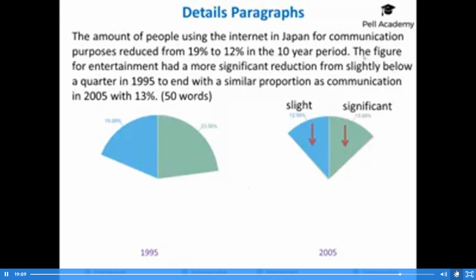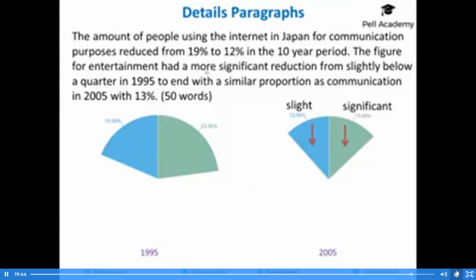Okay, so the next sentence is about entertainment. The figure for entertainment had a more significant reduction from slightly below a quarter, so 23%, in 1995, to end with a similar proportion as communication in 2005 with 13%. So this is what I was saying about how you don't have much information to relay in this paragraph, so you want to make some kind of comparison.